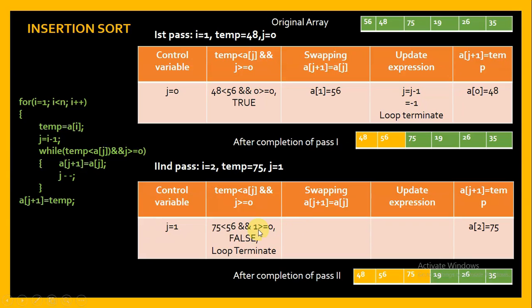Now we'll check this condition: temp less than a[j], 75 is less than 56, and j greater than or equal to 0. So 75 is not less than 56. The condition is false, so this loop will terminate, and we will simply write a[j+1] is equal to temp. We can see a[2] is equal to 75. So we have simply written it. Now this is the sorted portion of the array, and this is the unsorted portion of the array.